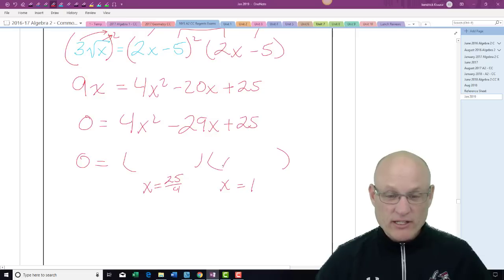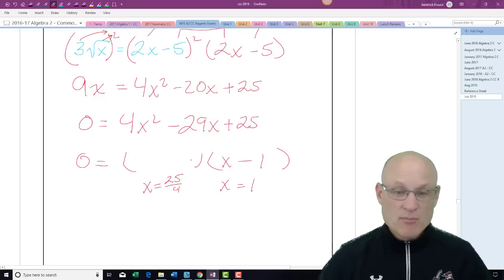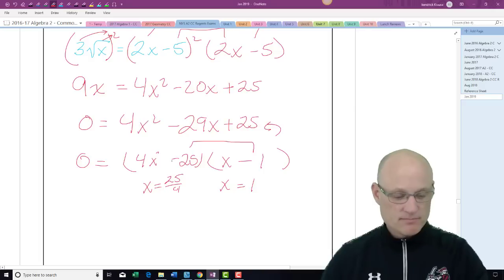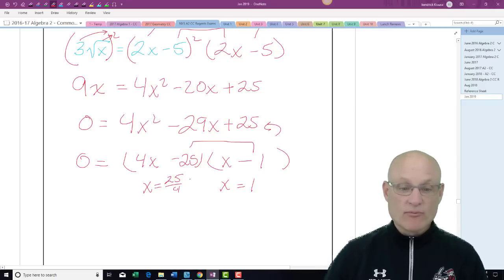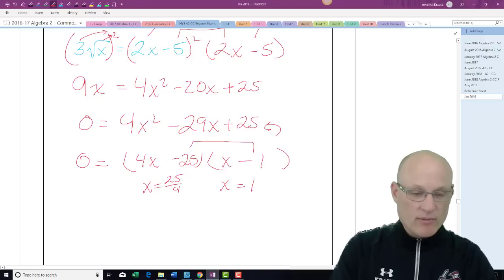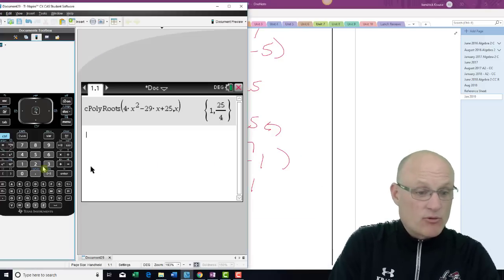Well, this x equals 1 is pretty easy. That's x minus 1. But if that's minus 1, doesn't this have to be negative 25 for these to get positive 25? And this has to be 4x. Right? So there are my two answers. Now, I know one of them's not going to work. So I'm going to store them in there. I'm going to store that, because most of the time one of them doesn't work.